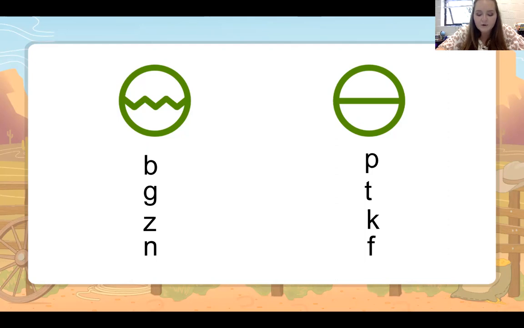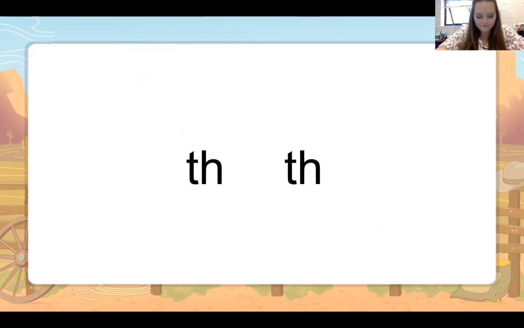Digraphs are part of the 42 sounds of the alphabet. To mark a digraph, you join the two consonants with an arc underneath them. In this lesson, you will learn the digraph th. The digraph TH has two sounds. The only difference between these sounds is that one is voiced and the other is voiceless. When TH is voiced, it sounds like the.